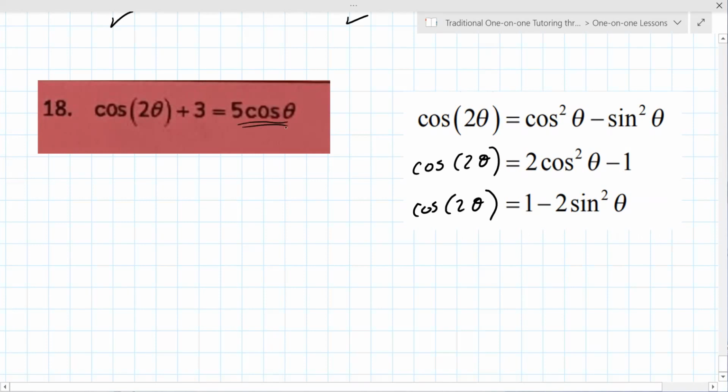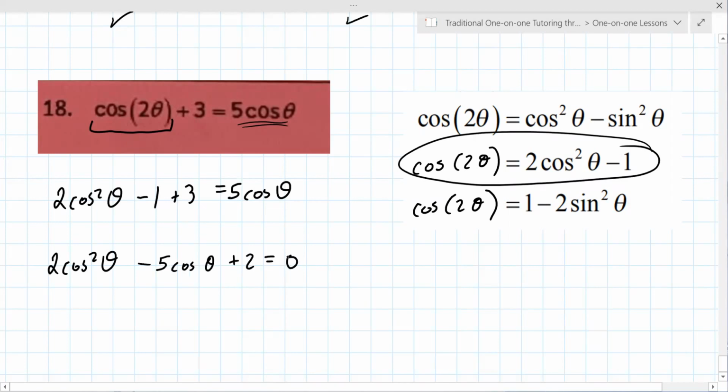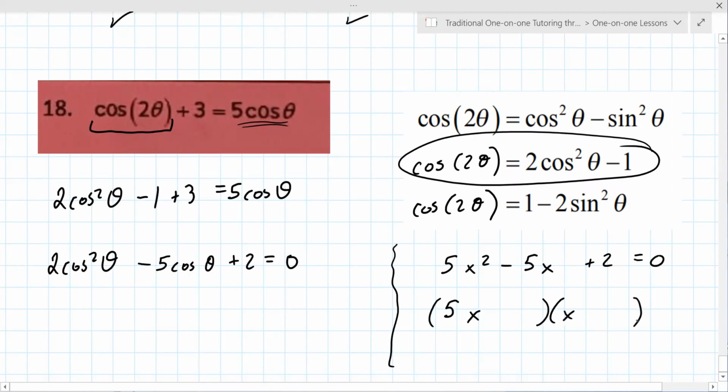So see how there's a cosine here on the right? That's an indicator that you want to choose this one, because you want to just get cosines in your problem. So here we take this and make this 2 cosine squared theta minus 1, plus 3 equals 5 cosine theta. 2 cosine squared theta, and then this is plus 2, but I'm going to bring this over. So minus 5 cosine theta plus 2 equals 0. Again, your analogous problem here is 5x squared minus 5x plus 2 equals 0. And sometimes it's easier to just factor this one on the right rather than trying to make this work.